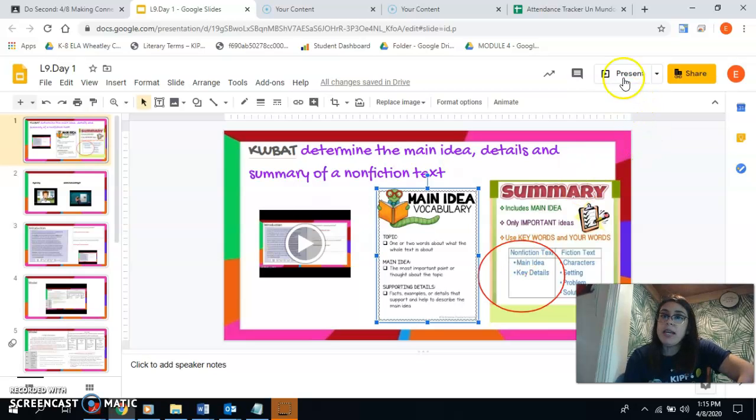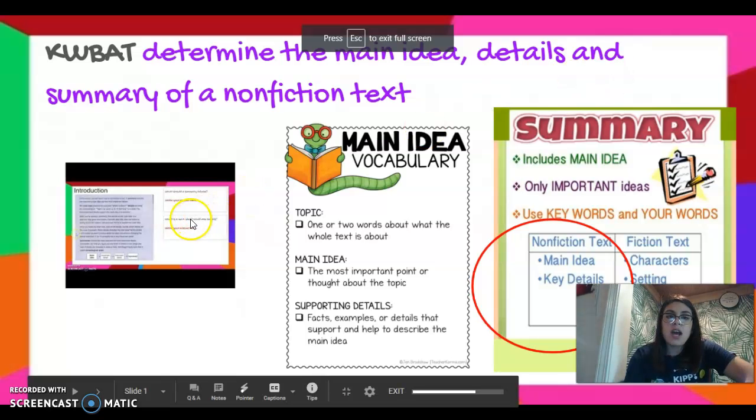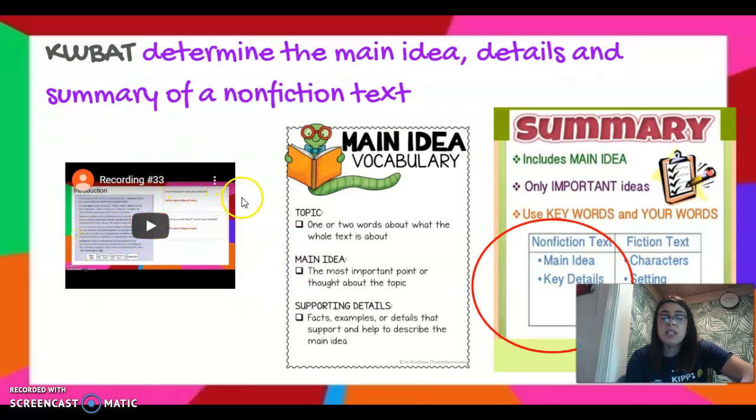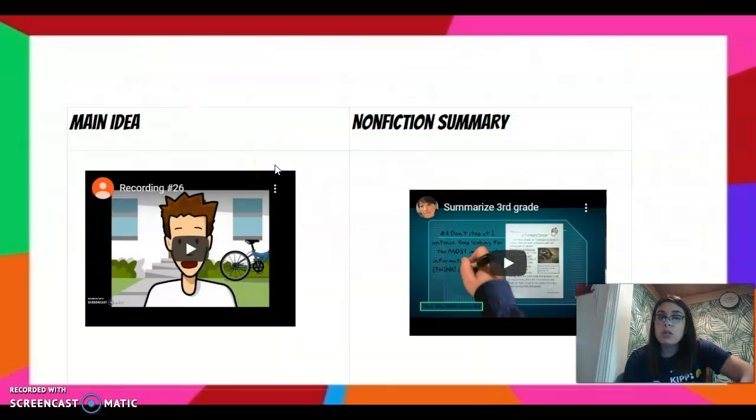So if you push present, you should have your video, and it will begin playing on its own once I fix the slide. And then this is what we're looking at. Next, we are going to look at two videos. You're going to double click, you'll watch how to find the main idea, double click, and you'll see how to find a nonfiction summary.